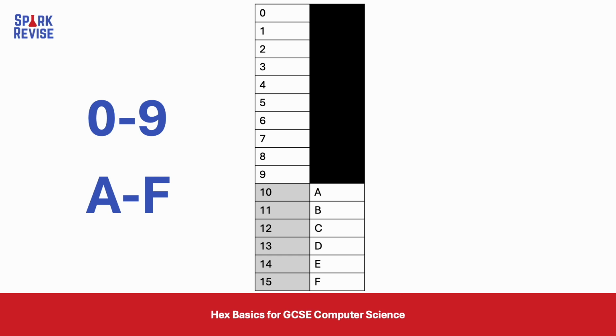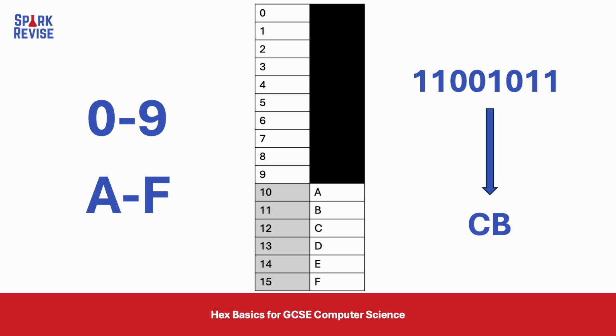For example, the binary 11001011 can be written just as CB in hexadecimal, and we'll see how to do that in a minute. But as you can see, it dramatically decreases the size you needed to store these numbers.